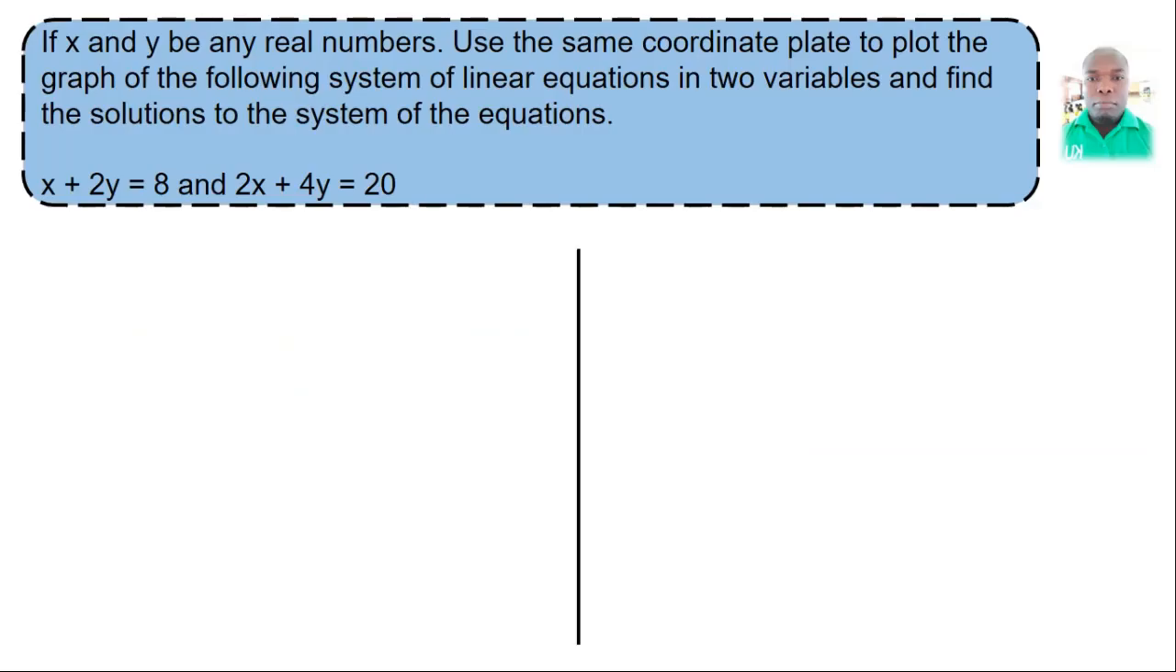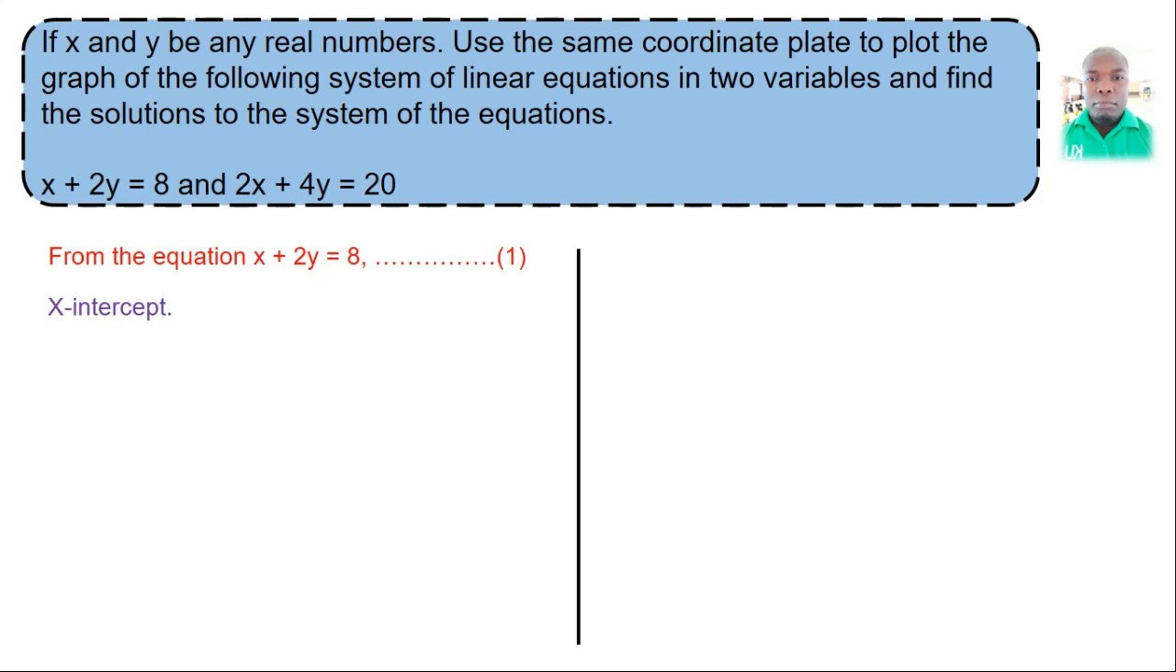Let's look at example number 2. In this equation, x plus 2y equals 8, and this equation, 2x plus 4y equals 20, let's name x plus 2y equals 8 to be equation number 1, and 2x plus 4y equals 20 to be equation number 2.